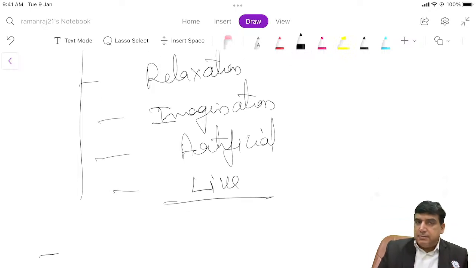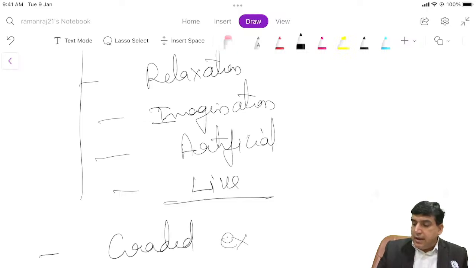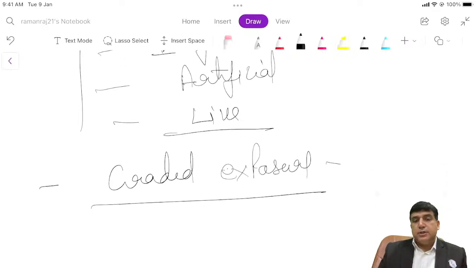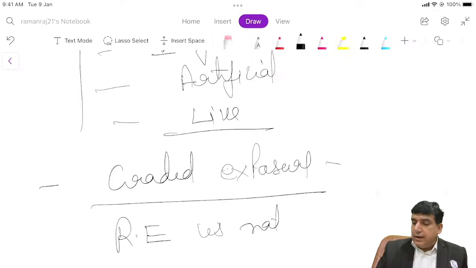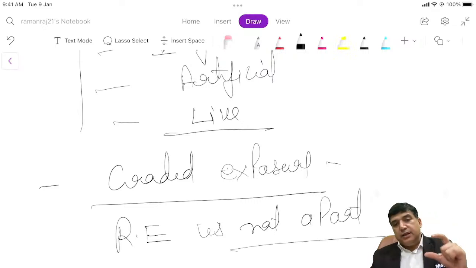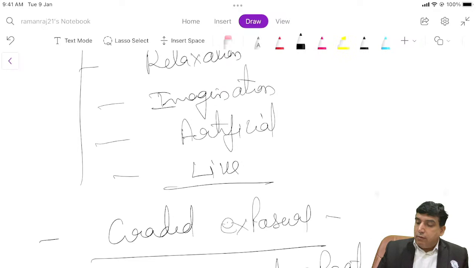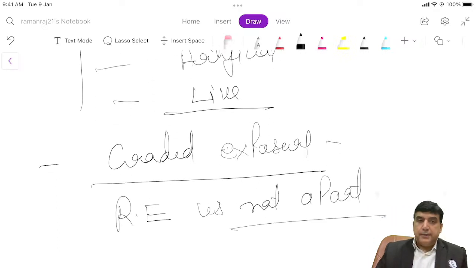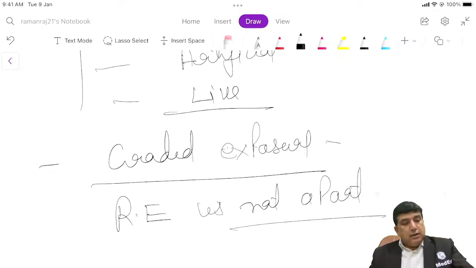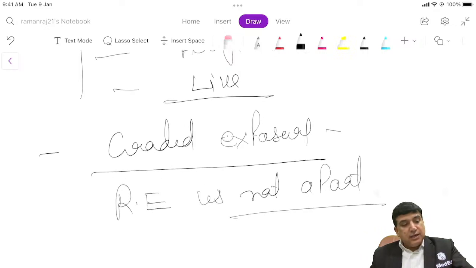Briefly, I will just mention one point since we are discussing it. Graded exposure is another behavior therapy. What's the difference between systemic desensitization and graded exposure? The relaxation exercise is not a part of graded exposure, so in graded exposure we have only 3 steps: imagination, artificial and live object. And in systemic desensitization we have four steps. Okay, question number 9, answer is D for daily.